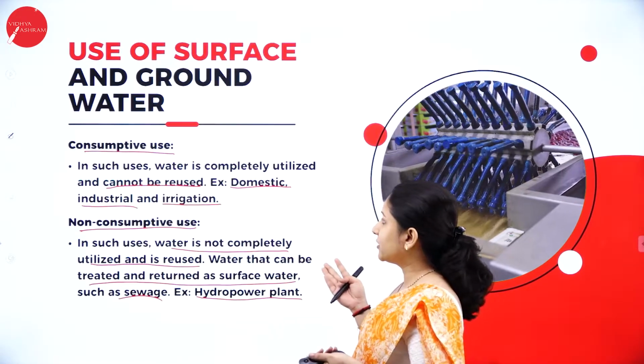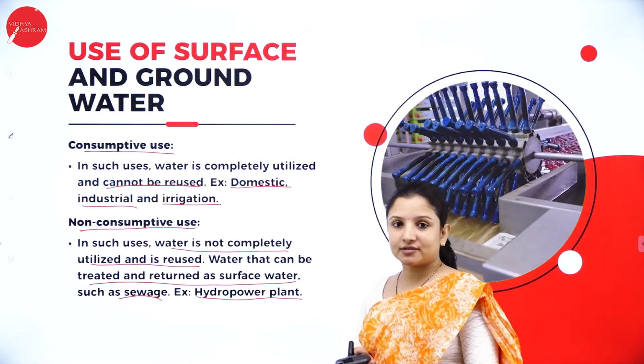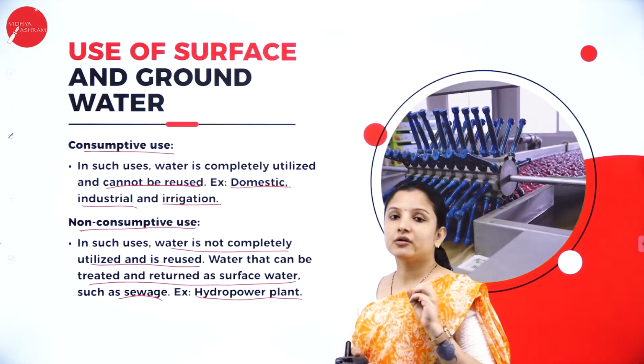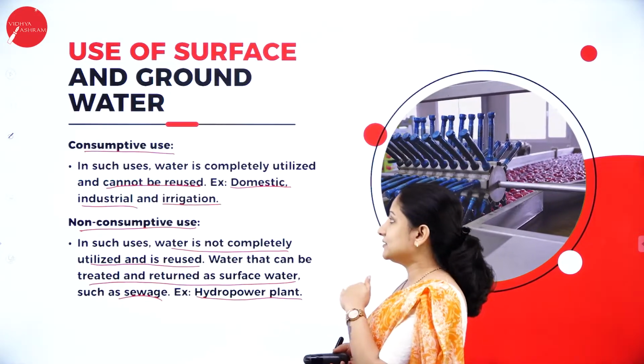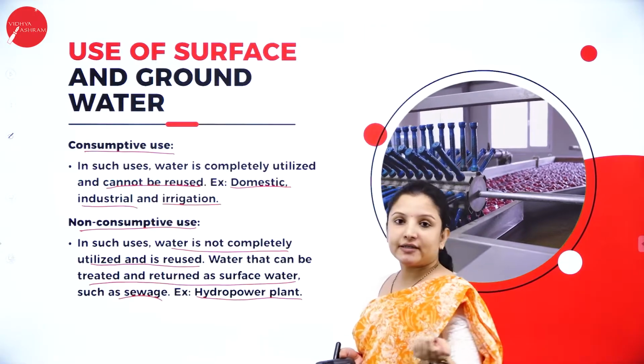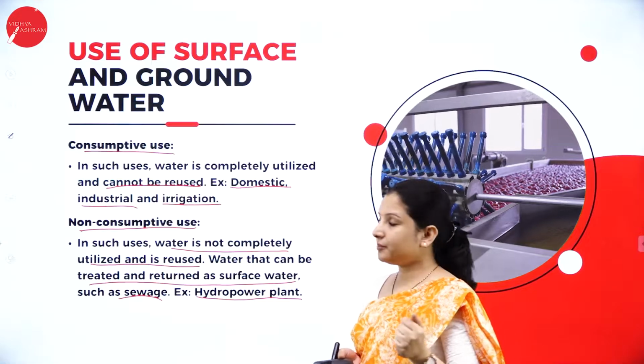So what is consumptive use? Here, once the water is completely utilized, you cannot reuse it. It cannot be returned back. So that is consumptive use. Examples are water used for domestic purposes, for industrial purposes and for irrigation purposes.